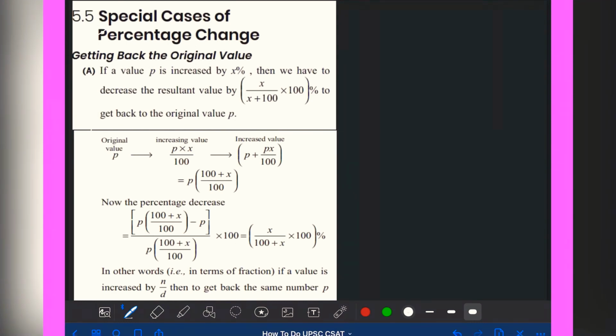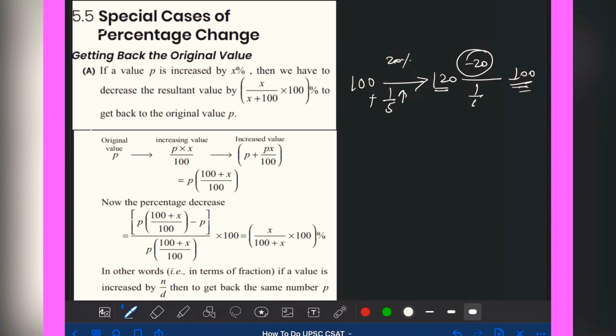So suppose the initial value of something was 100. It was changed to 120, and then again it was to be brought back to the original value, that is 100. So how does it work? We see that there is an increase of 20% here. 20% means 1 by 5. Increase of 1 by 5. If we want to get back to the original value, what do we have to do? We have to reduce the value. And for reducing the value, we need to subtract 20 here. Okay, and how will that 20 come?